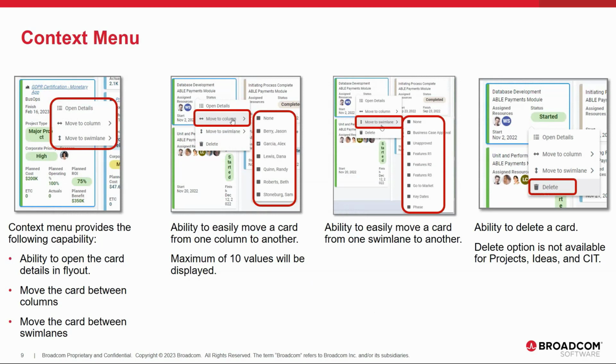Hovering over the moving of the card to another column will display all the available columns, and there is a maximum of 10 columns that will be displayed in here. Hovering over to the moving of the swim lane will display the available swim lanes that the card can be moved to. And if the board view that is being used for the specific object type supports deleting of the card, then the delete option will be available. The delete option is not available for projects, ideas, and CIT.